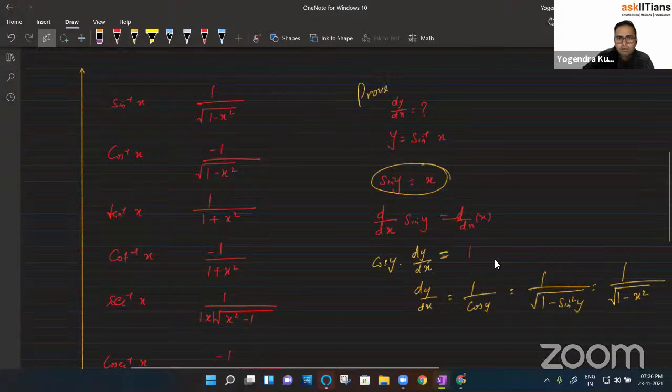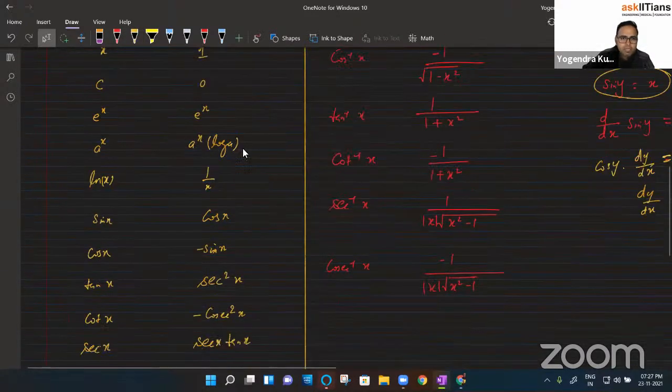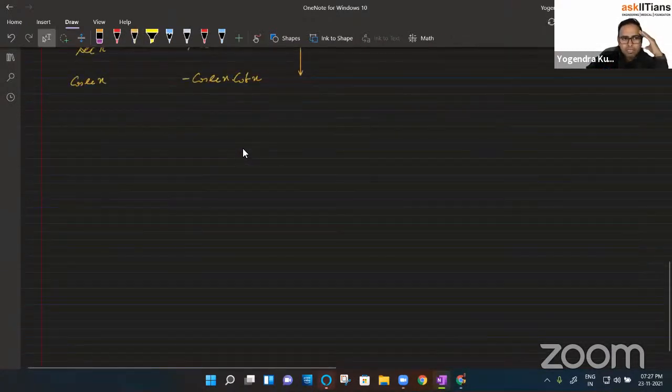So I just showed one. You can check the others also, the proofs of these. Like this, you can remember. Okay, fine. Let me show further methods. There is a multiplication rule.